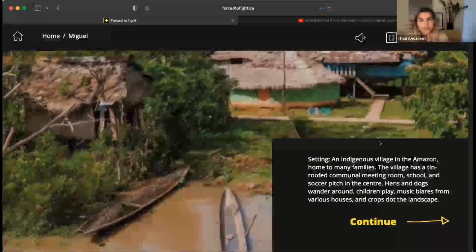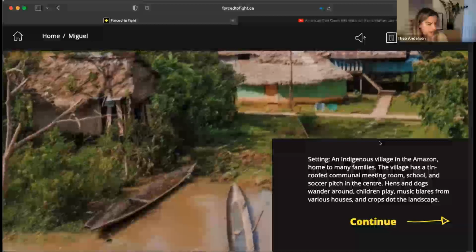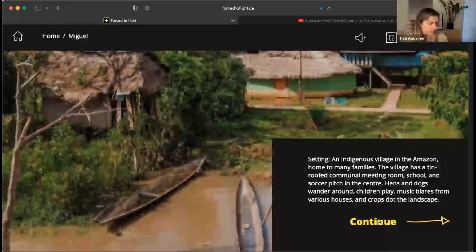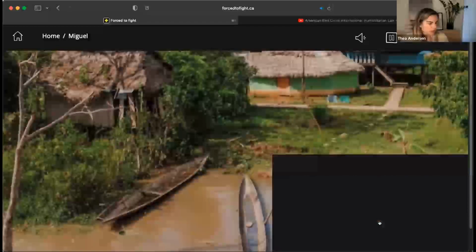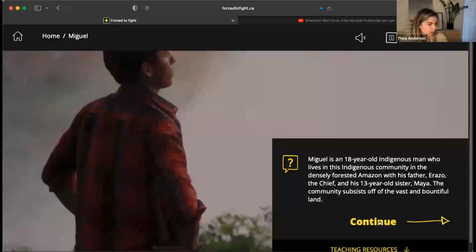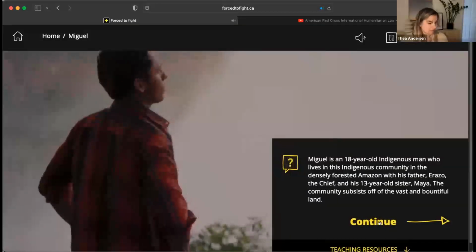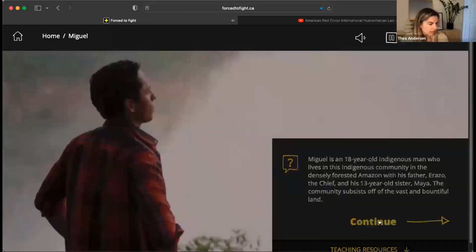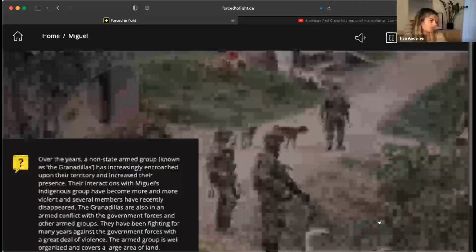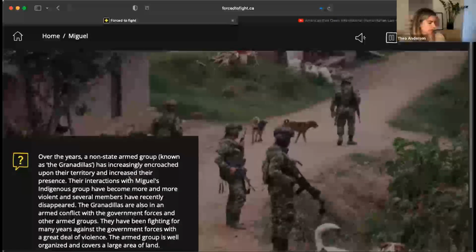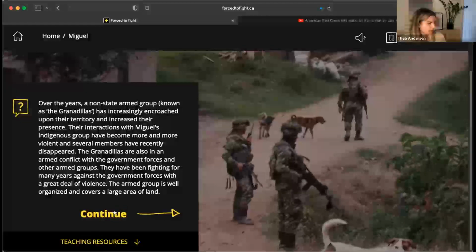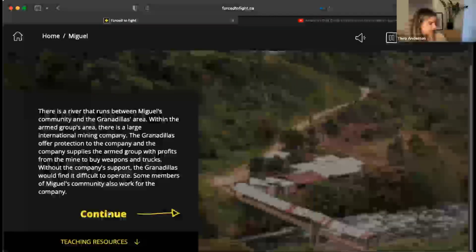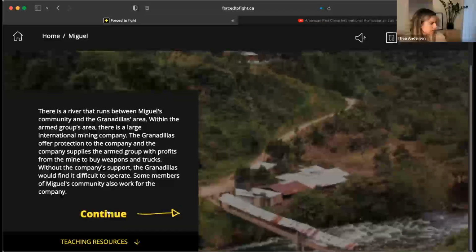So here you're given a background story to begin with about an indigenous village in the Amazon. The situation will develop and you will follow one character through the whole story. This is Miguel, an 18-year-old man in this community that will be infiltrated by a non-state armed group who is increasingly encroaching on the territory and is connected to the local mining company.